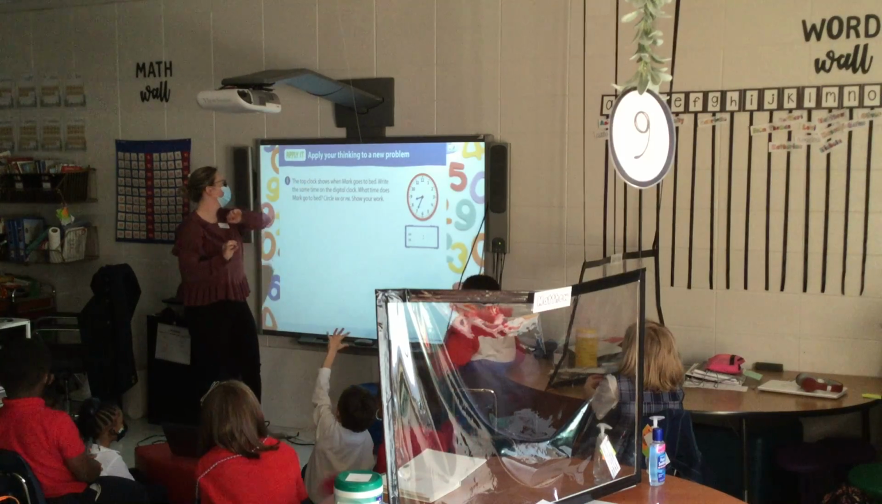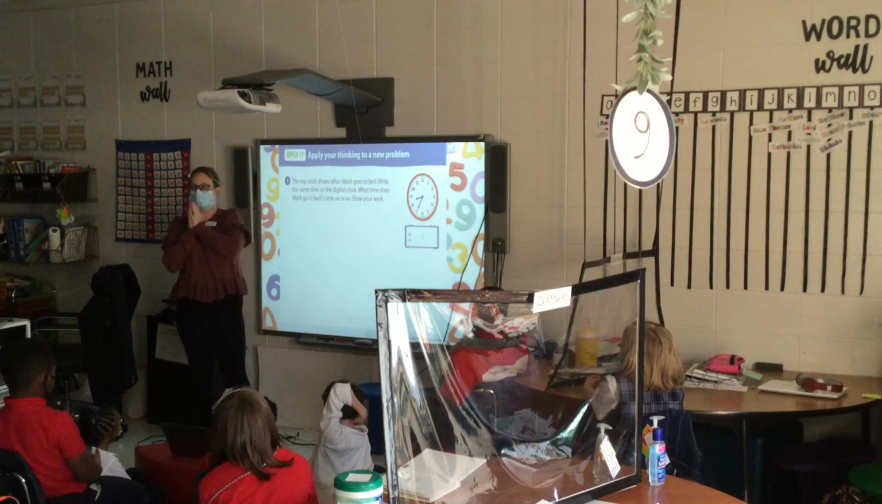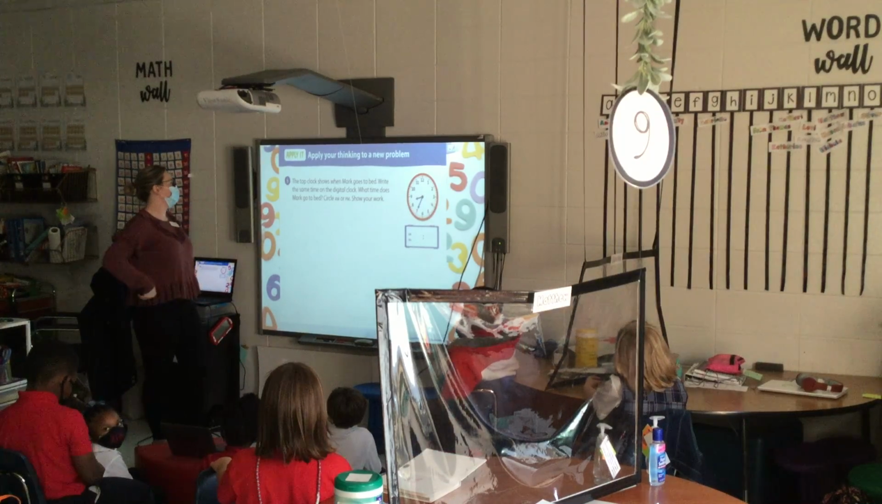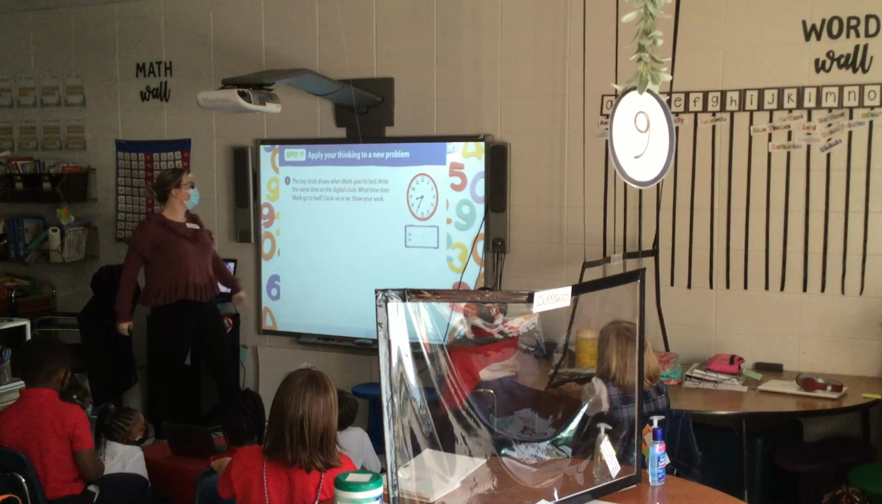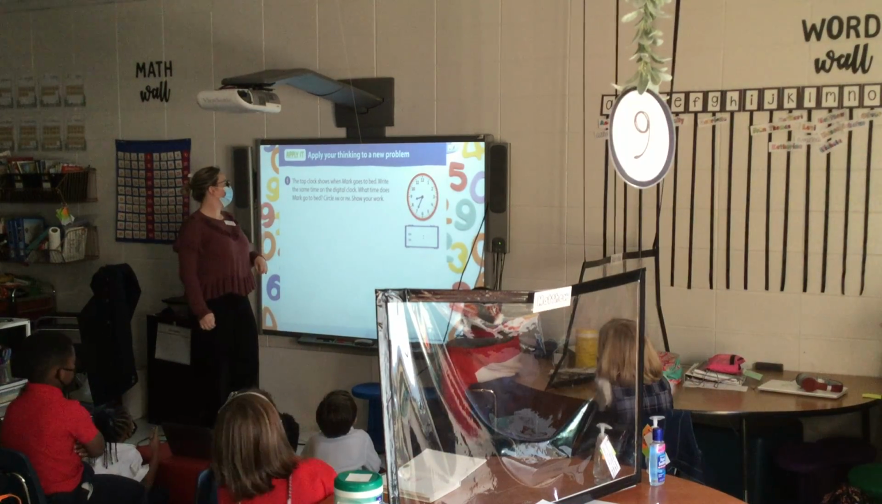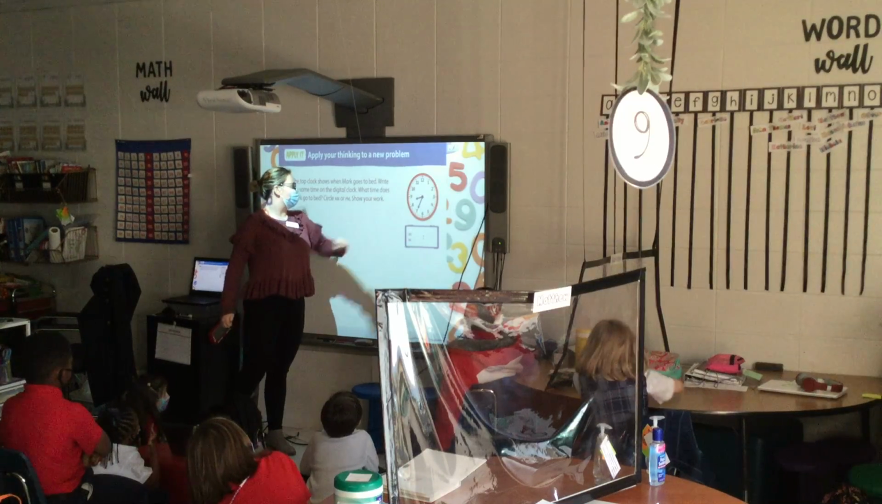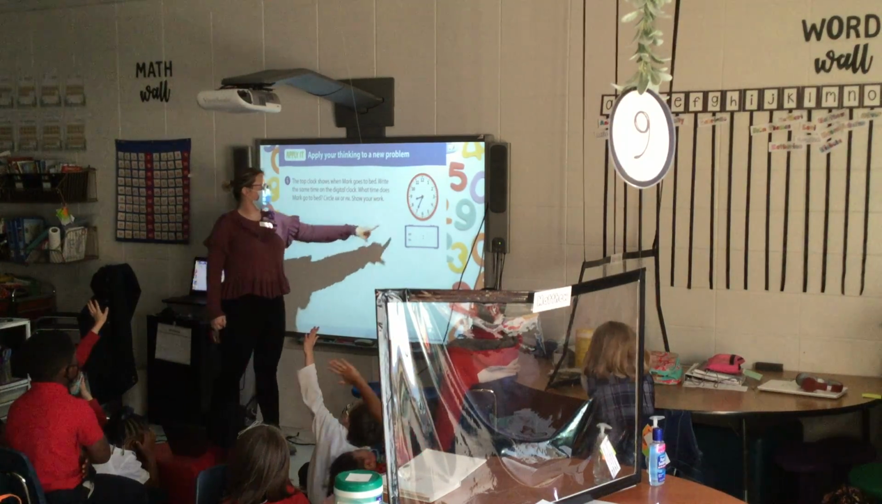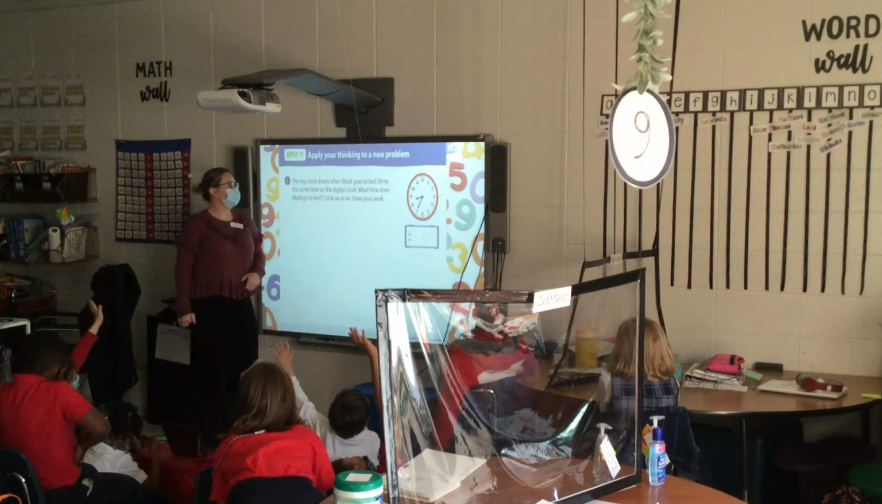Thank you. So now we're going to apply this new knowledge to a new problem. This problem says, the top clock shows when Mark goes to bed. Write the same time on the digital clock. What time does Mark go to bed? Then we're going to circle AM or PM.